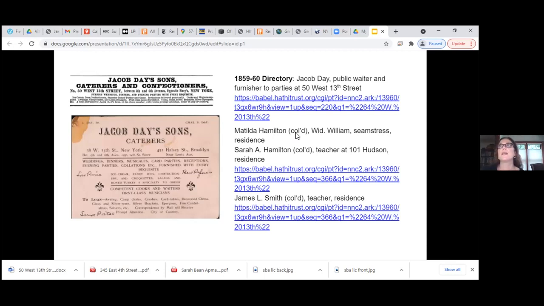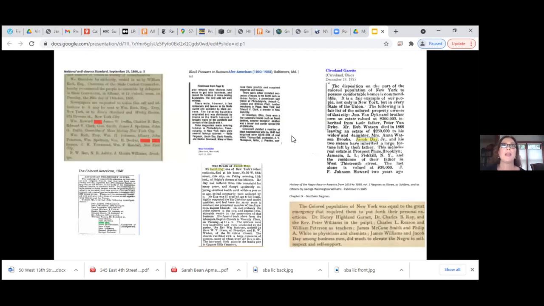Jacob Day was one of New York's most successful and prominent businessmen during the 19th century. He was also a prominent abolitionist and member and treasurer of the then nearby Abyssinian Baptist Church. Here are a number of articles that we found on Day. He was cited twice in the National Anti-Slavery Standard, advocating for African-American rights, and his wealth, success, and influence were well cited by a number of other writers from the time.